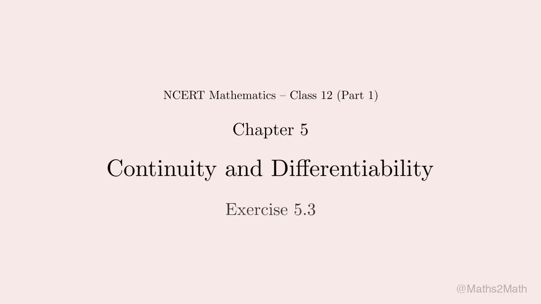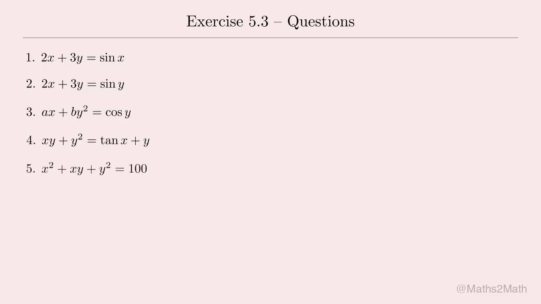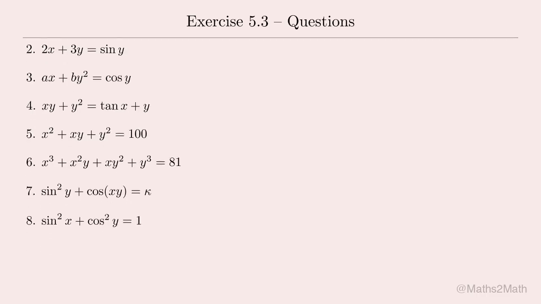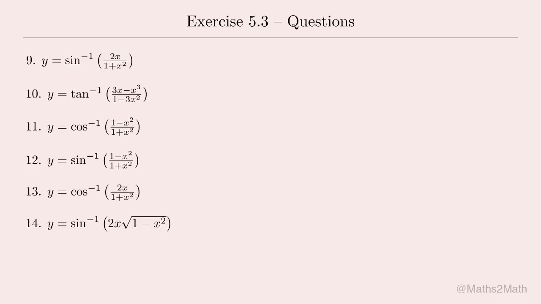In this video, we are solving every question of exercise 5.3 of Chapter 5, Continuity and Differentiability, from the NCERT Mathematics textbook for Class 12, Part 1. Exercise 5.3 asks for dy by dx in 15 problems, 8 implicit relations differentiated term by term, and 7 inverse trigonometric functions that collapse under the classic tangent, sine, and cosine substitutions. Here they are.